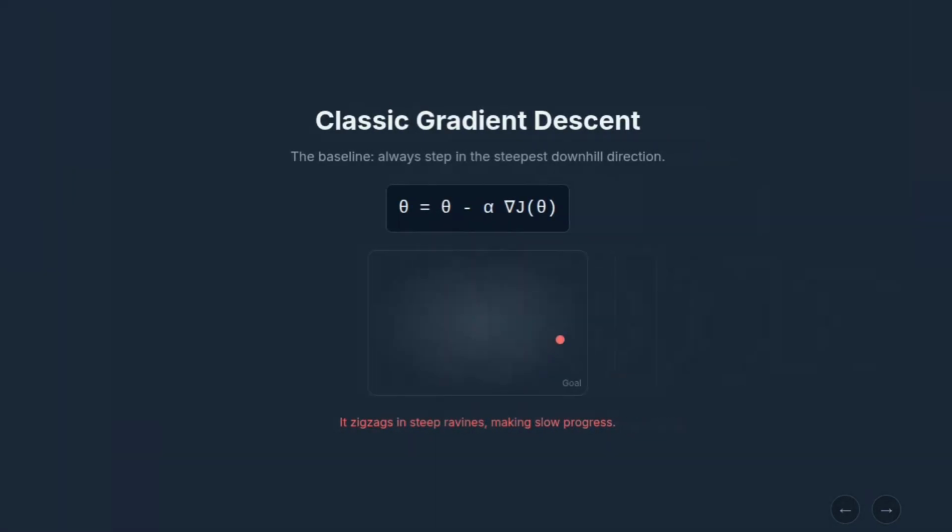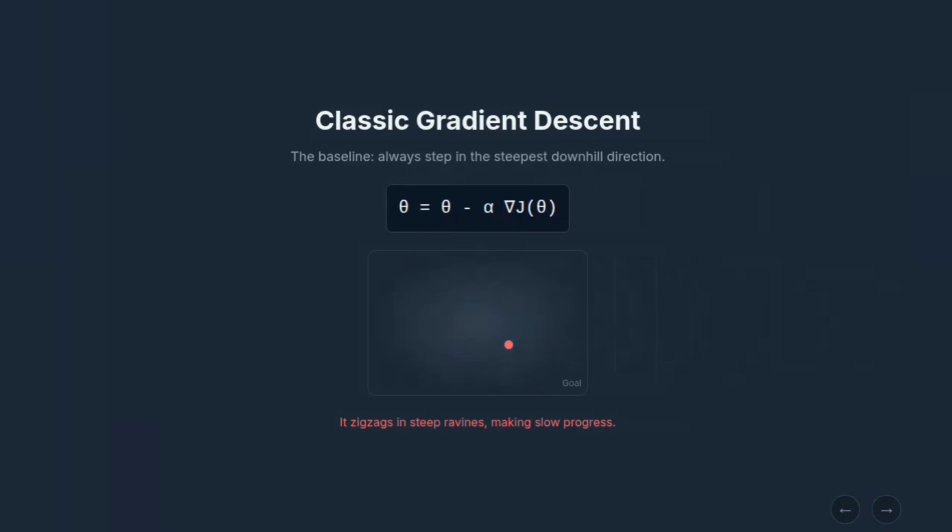Let's start with the classic gradient descent algorithm. This is our baseline, the hiking technique where you always step in the steepest downhill direction. The formula is beautifully simple. New parameters equals old parameters minus learning rate times gradient.